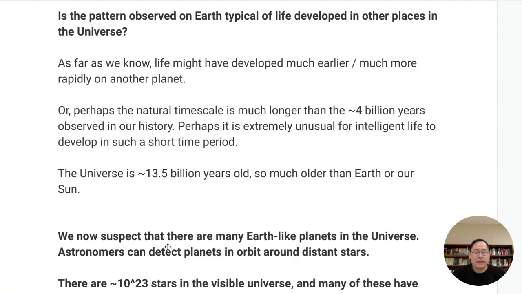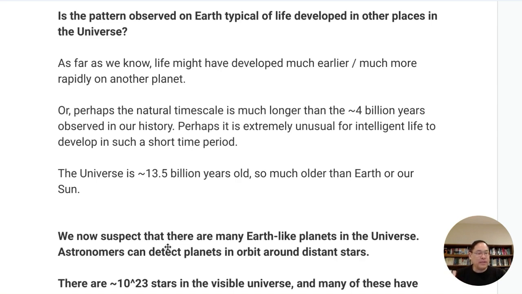As I said, as we discussed in last week's lectures, the universe appears to be about 13.5 billion years old. And there have been several cycles of star formation and planet and solar system formation that happened before our solar system was formed. So we really don't know what to expect in terms of life on all of these other planets.